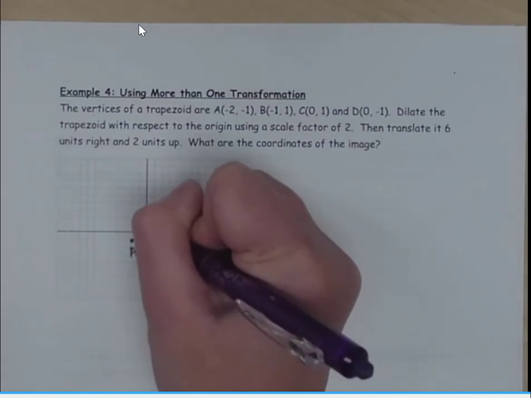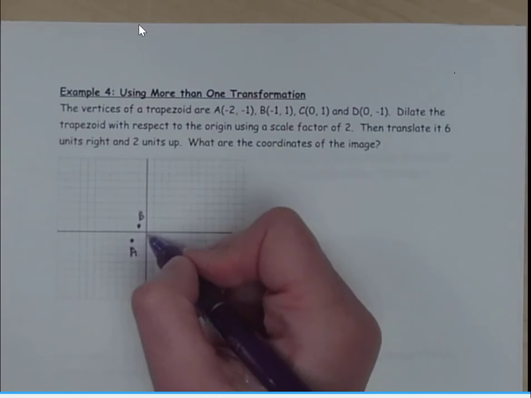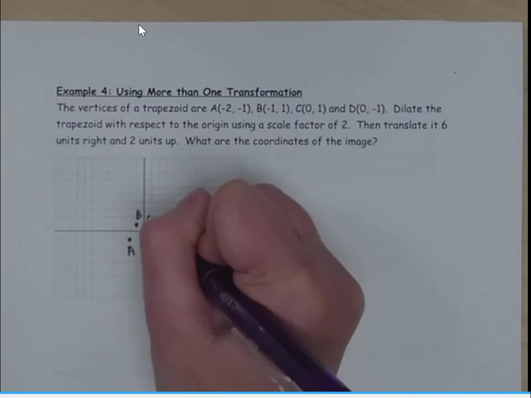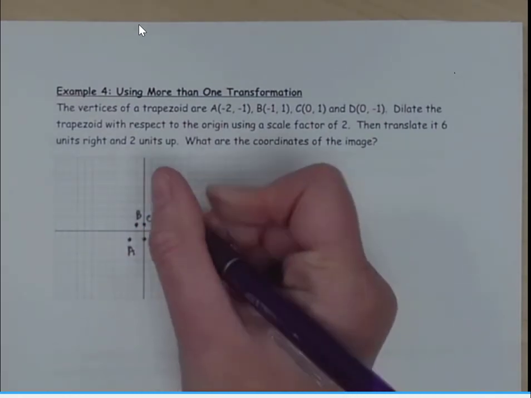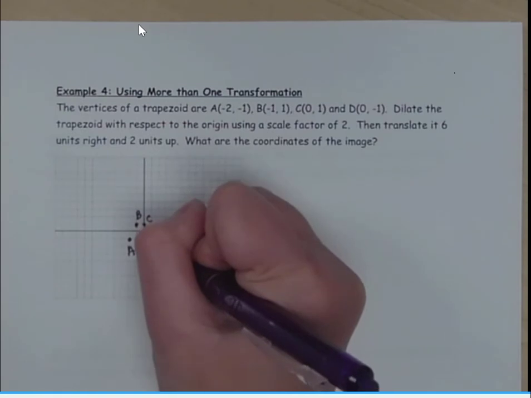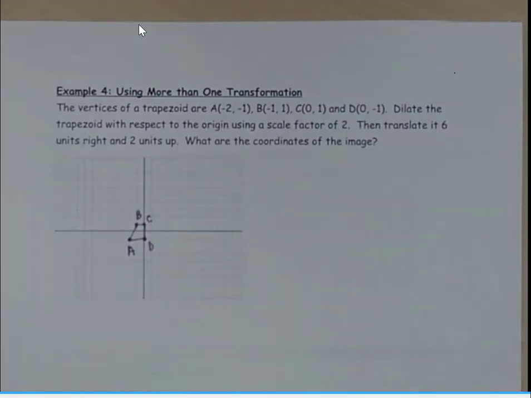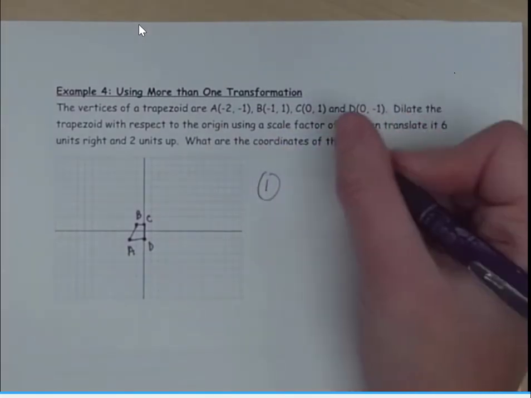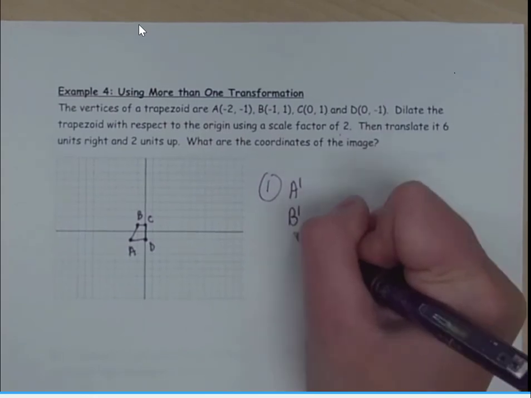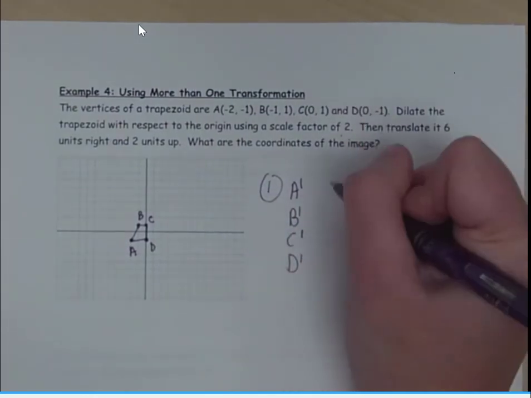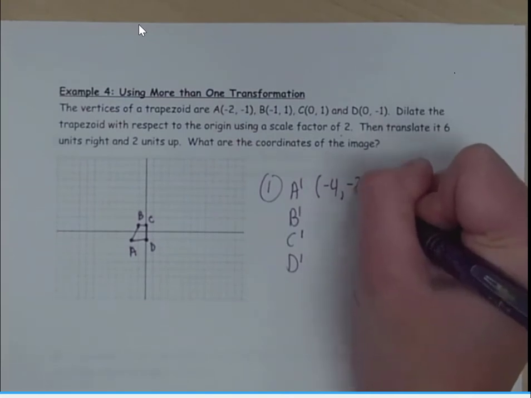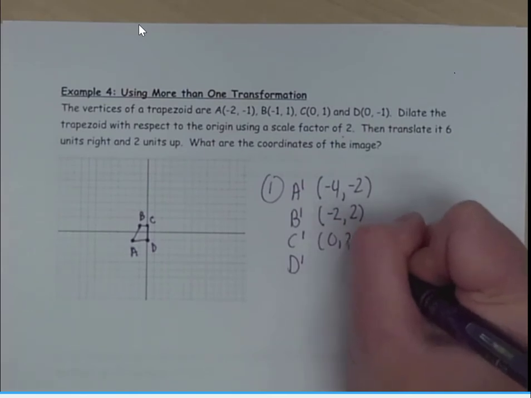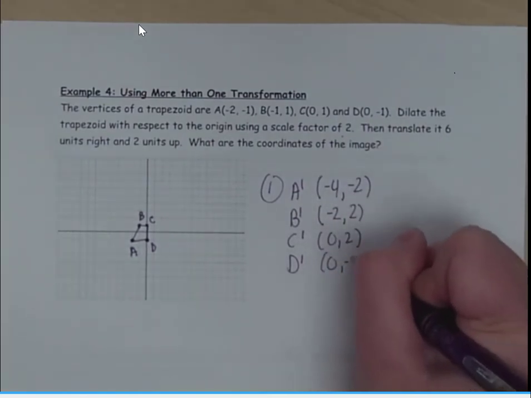B is at -1, 1. C is at 0, 1. And D is at 0, -1. So I've got my little shape here. Now I want to multiply that by 2. So I'm going to have A prime, B prime, C prime, and D prime. So I've got -4, -2, -2, 2. I've got 0, 2, and 0, -2.